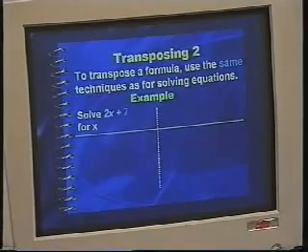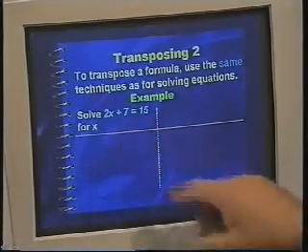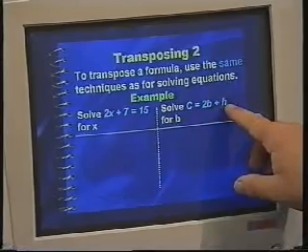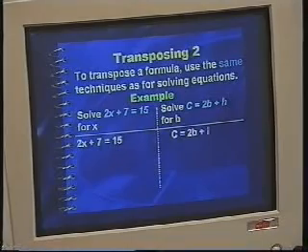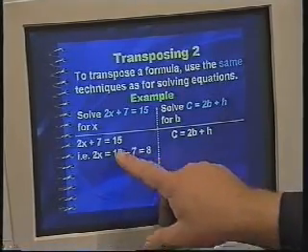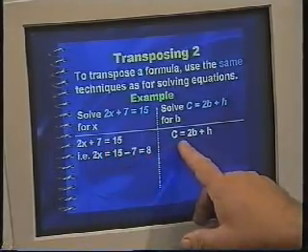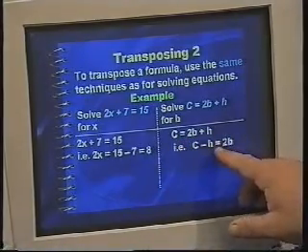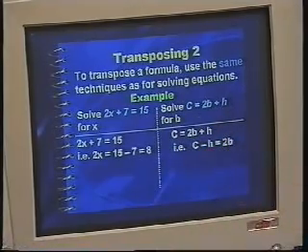I've got an example there. If I had to solve in algebra 2x plus 7 equals 15, and I have to solve that for x, and I compare that with, for instance, c equals 2b plus h solving for b, I go through the same steps. See, for the first line, I rewrite the equation, then I transpose this 7 to the other side to make it 8, so I end up with 2x equals 8. In this case, I want to transpose the h, and I end up with c, subtract h equals 2b.